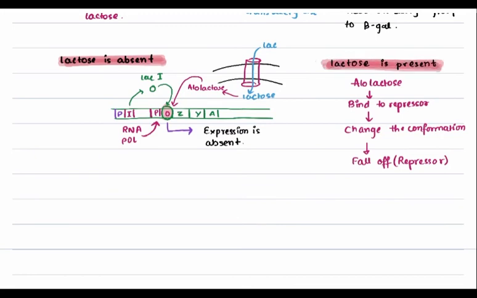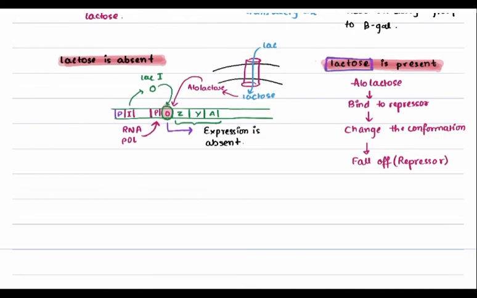So these two are the situations. When lactose is absent, the lac I repressor will bind to the operator of the lac operon and it will inhibit the synthesis of the structural genes. Whereas when lactose is present, basically you need more of these structural genes to be active, right? Because now the bacteria would want to utilize lactose and do its metabolism.